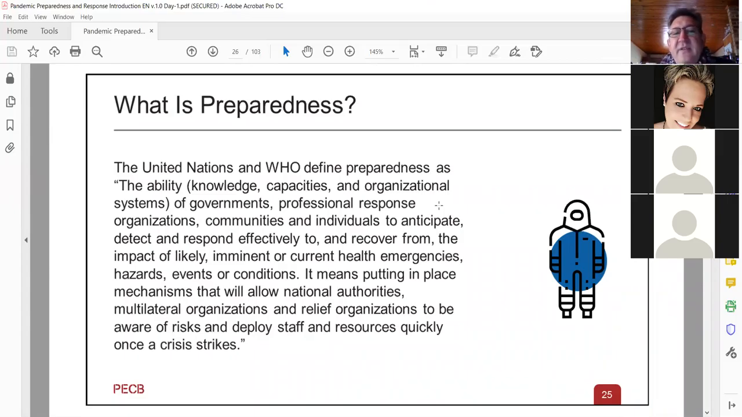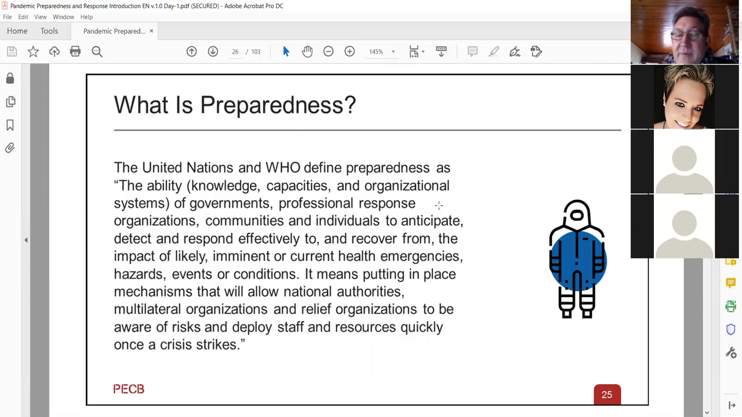The United Nations and the World Health Organization define preparedness as the ability, and this is very important, measurables. It is knowledge, capacities, and organizational systems of governments, professional response organizations, communities, and individuals to anticipate, detect, and respond effectively to and recover from the impact of likely, imminent, or current health emergencies, hazards, events, or conditions.